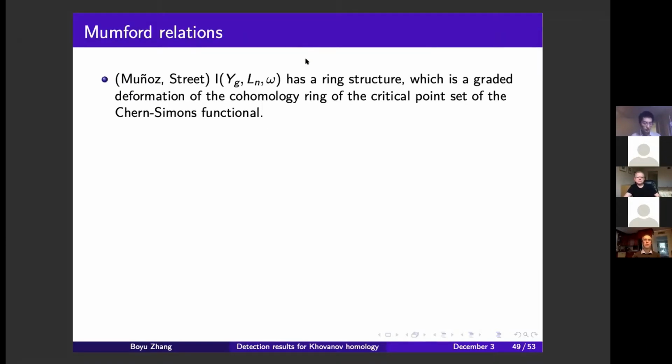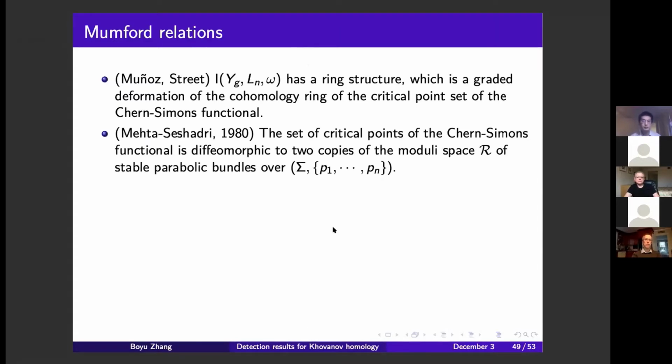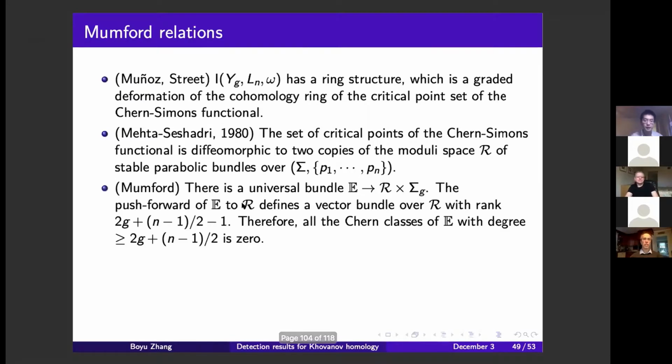Now recall that the critical point set of the unperturbed Chern-Simons functional can be written down explicitly as a character variety. In particular, there's a standard correspondence in algebraic geometry that tells us this moduli space is equivalent to a moduli space of stable parabolic bundles. And there's an idea of Mumford from decades ago that we can study the cohomology ring of such a moduli space by looking at the Chern classes of the universal bundle.